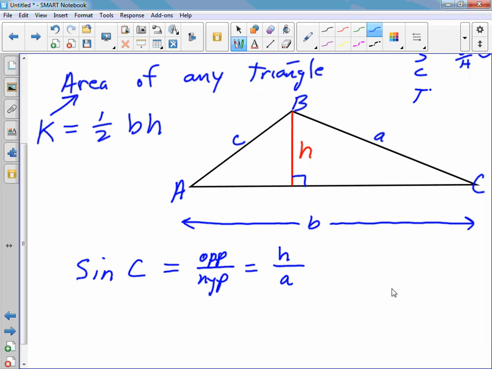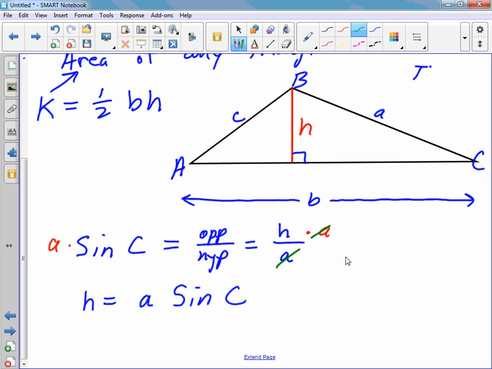Okay, now we can do some tricks. Riddle me this, Batman. What does H equal then? A times sine C. Notice Claire said times A. Yeah? And she's right. And the A's divide out and become 1. And so H equals A times sine C. Intriguing.